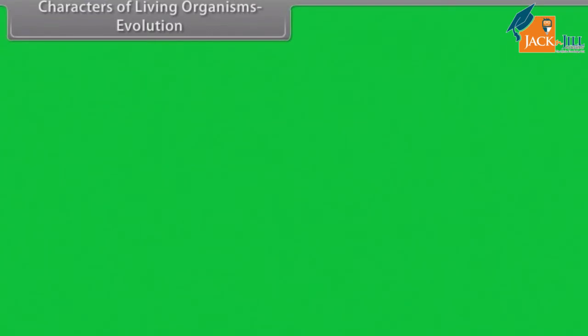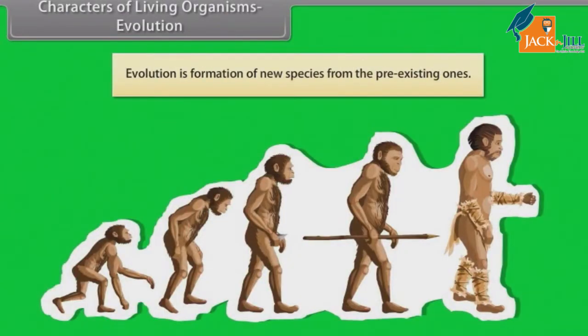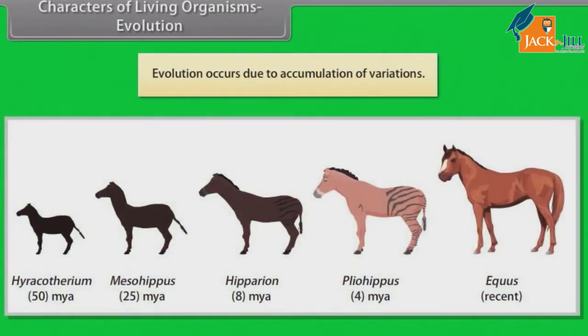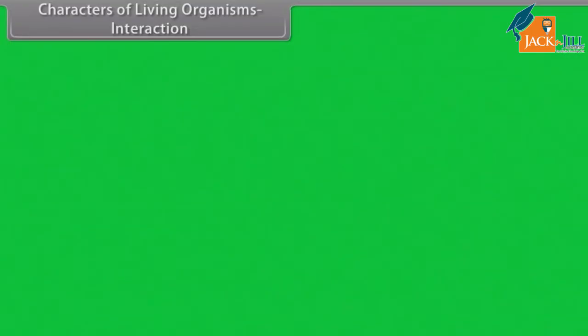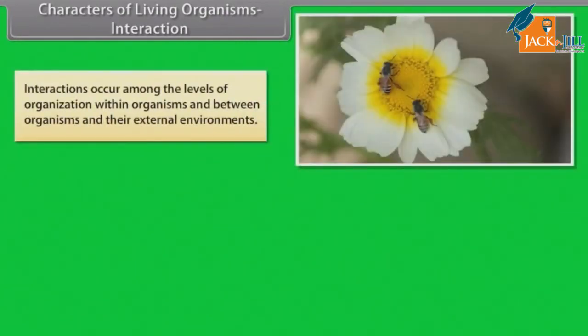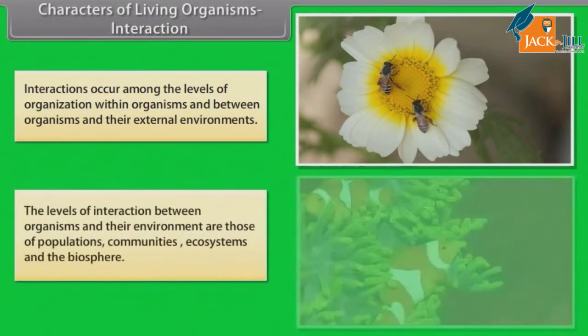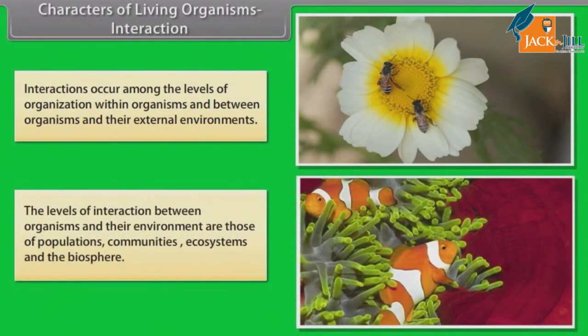Characters of living organisms. Evolution. Evolution is formation of new species from the pre-existing ones. Evolution occurs due to accumulation of variations. Characters of living organisms. Interaction. Interactions occur among the levels of organization within organisms and between organisms and their external environments. The levels of interaction between organisms and their environment are those of populations, communities, ecosystems, and the biosphere.